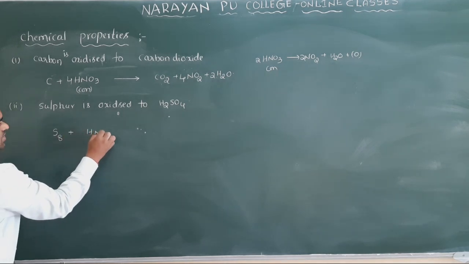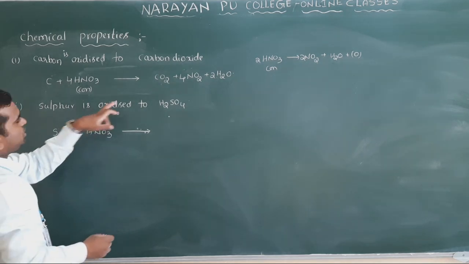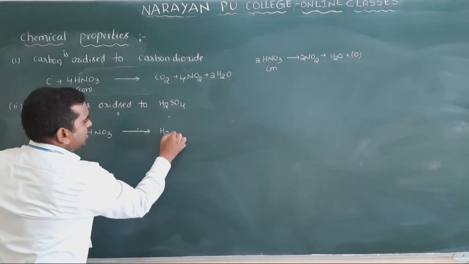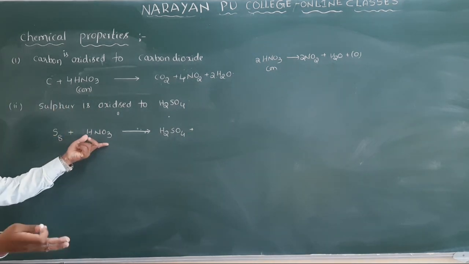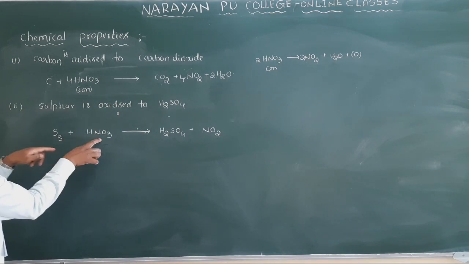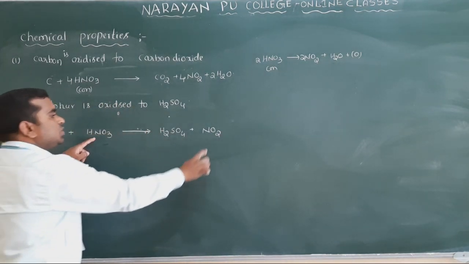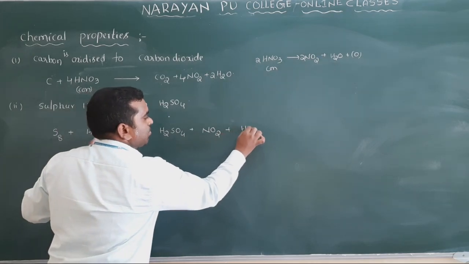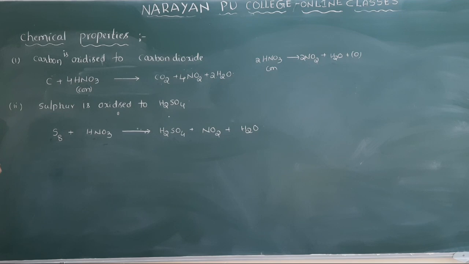And here HNO3 is giving rise to, it is oxidized to which one? Sulfuric acid. What is the sulfuric acid? H2SO4 plus what is the other product? You already know. One is NO2, because when HNO3 oxidizes the sulfur to sulfuric acid it is reduced to NO2. Plus what you will get here? H2O. Clear? Same balancing equation. Easy. Same as here, the oxidation number method.